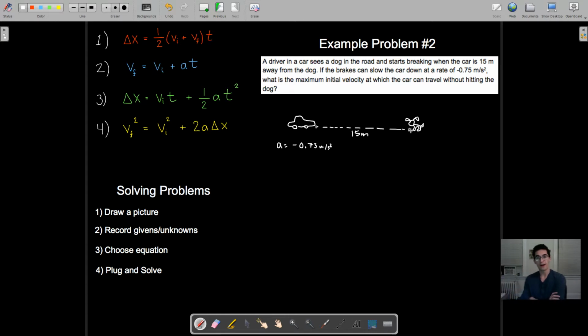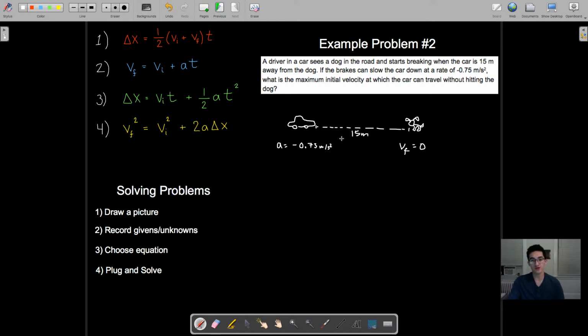All right. If you've given it a shot, well, the hidden third number is in the phrase without hitting the dog, right? What is the maximum initial velocity that the car can travel without hitting the dog? If the car doesn't want to hit the dog, it has to stop before hitting the dog, right? It has to stop right before it hits the dog. So that means the final velocity of the car, if it stops, has to be 0.